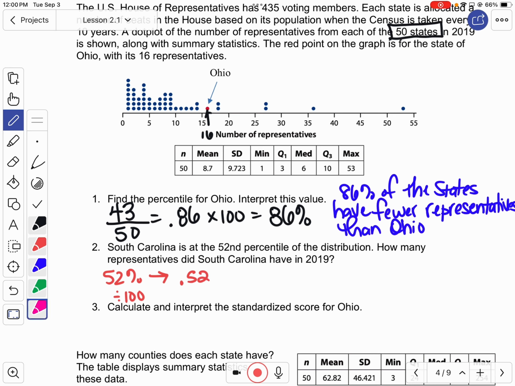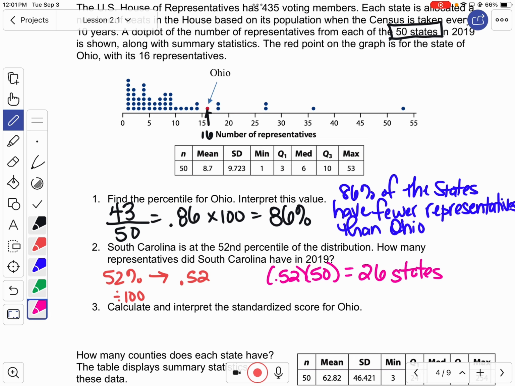Now, here's the thing: I don't need to go all the way back to a fraction. You could if you wanted, but you don't have to. What I want to do is to find out, of my 50 people, where does that 0.52 start? How many dots does it take to be at the 52nd spot? So we're going to multiply 0.52 times 50. I get 26 states. So 26 states happen before South Carolina.